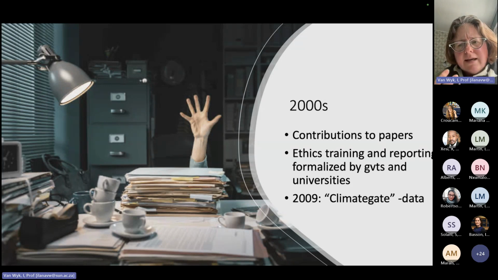There was also an enormous increase in the pressure put on universities like our own to train people in ethics and to report on ethical breaches and the ways in which ethics is practiced. And in our case, as you saw, with all these laws that started impinging on the work that we do, it became increasingly formalized by government, and in our case, by the university.